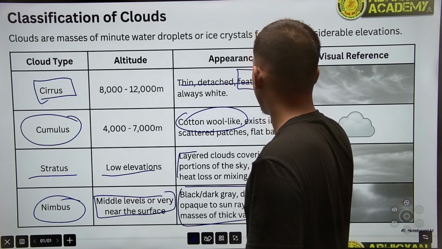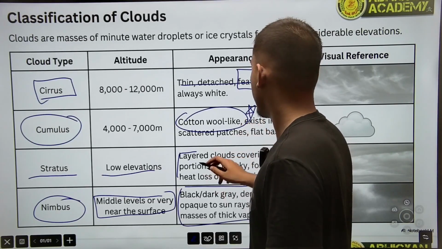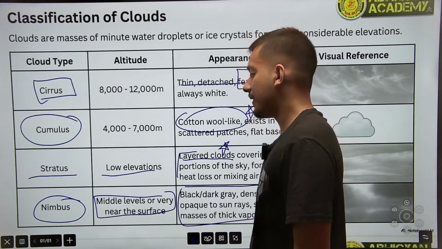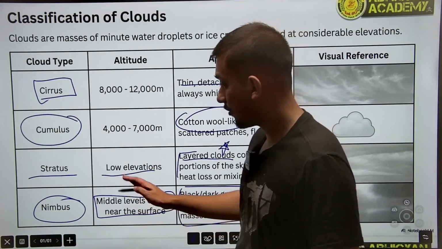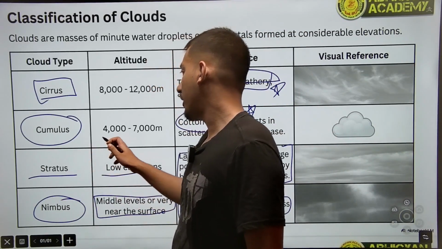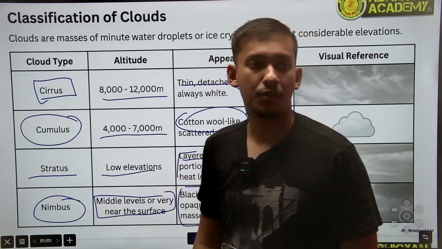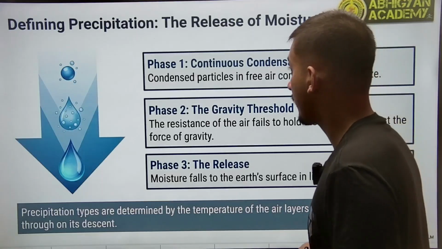So this is a very important word. Feather, cotton wool, and this is layered, right? Nimbus is in the middle. Stratus is at the low level. Cumulus is at 4,000 to 7,000 meters, and cirrus is at 8,000 to 12,000 meters.